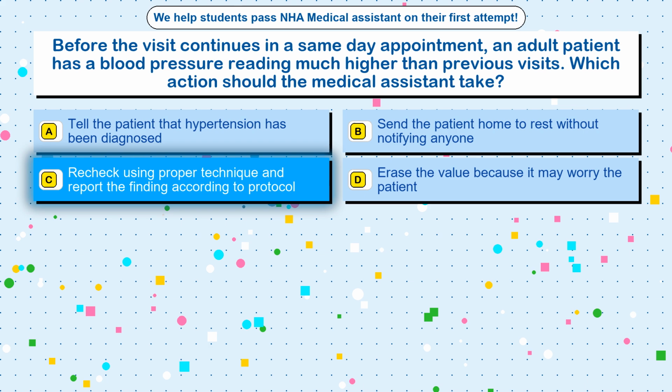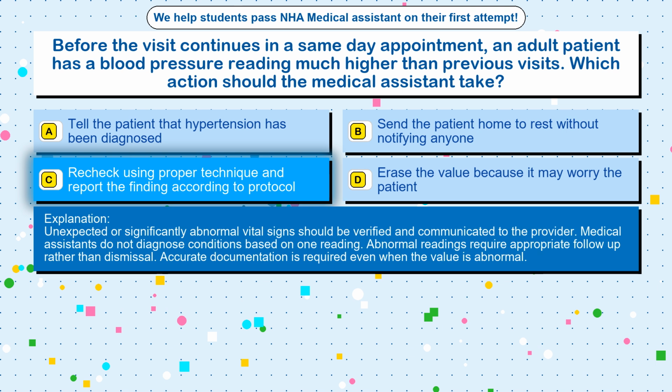The correct answer is option C, recheck using proper technique and report the finding according to protocol. Unexpected or significantly abnormal vital signs should be verified and communicated to the provider. Medical assistants do not diagnose conditions based on one reading. Abnormal readings require appropriate follow-up rather than dismissal. Accurate documentation is required even when the value is abnormal.